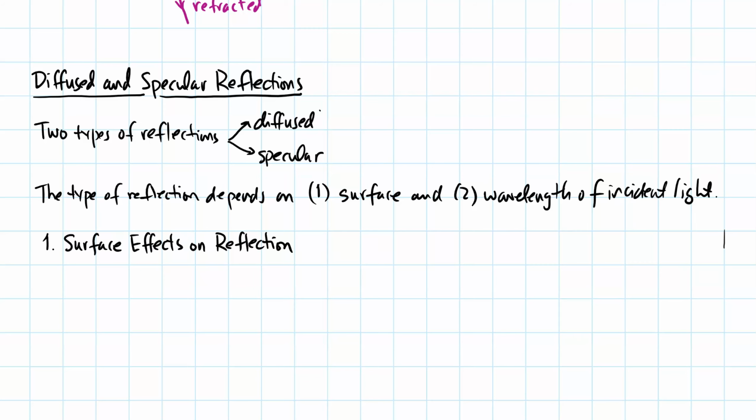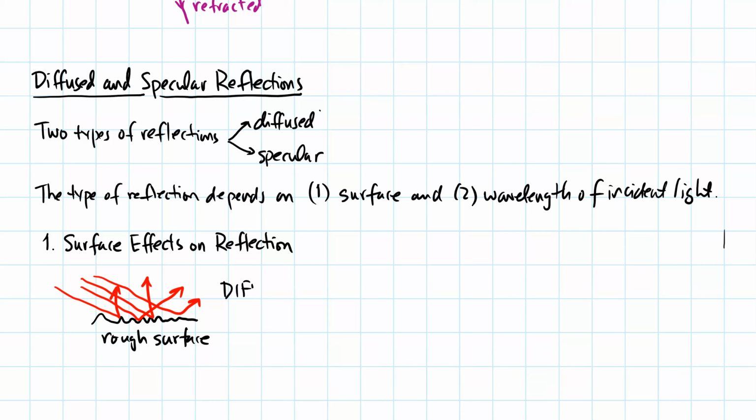Surface effects on reflection. One can get diffused reflections when light is reflected off of a rough surface. An example of this would mean like this. So if I have a rough surface like this, then incident light coming in will then be reflected in various directions here. So this would be a rough surface reflection, and this is what we call diffuse.